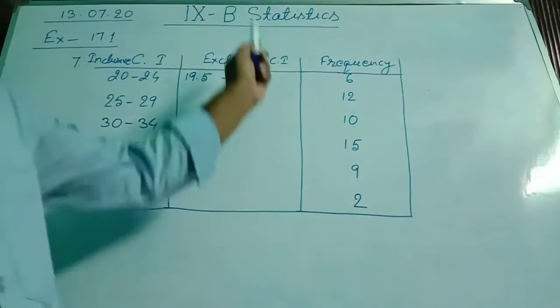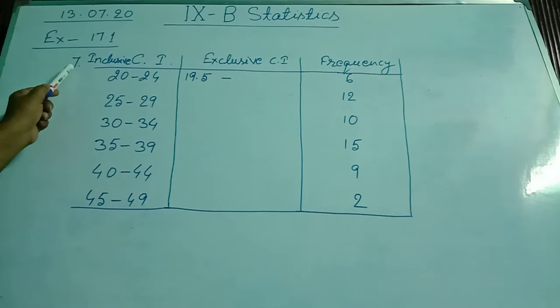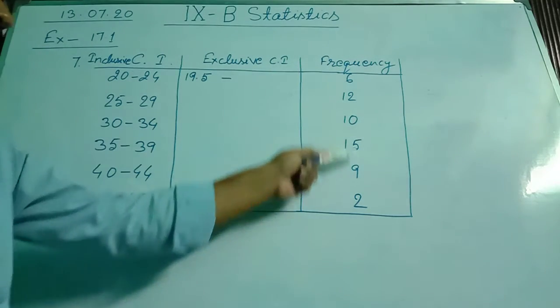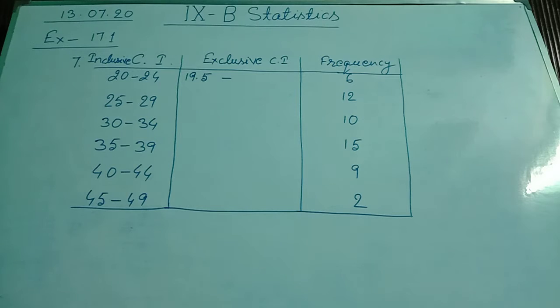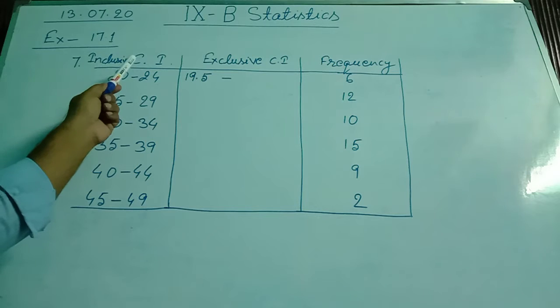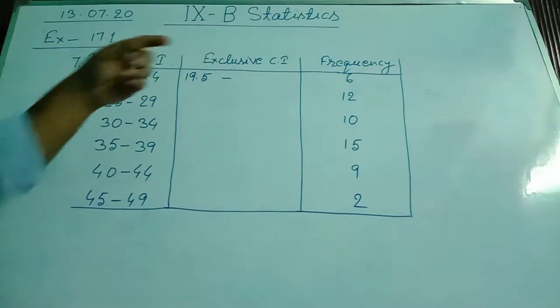In the chapter Statistics, we started question number 17.1 in the last class, and till question number 5 was completed. Now today we'll start question number 7. In this question, inclusive class intervals are given and the frequency table is also given. After that we are asked many questions. All those answers will come from the exclusive class intervals. If we change inclusive class intervals into exclusive class intervals, the answers will come from exclusive class intervals.